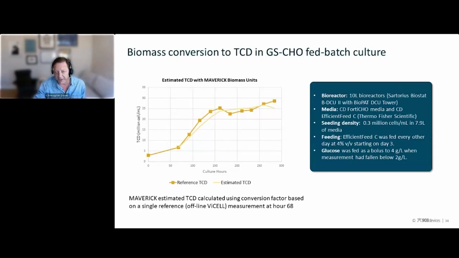Usually with a single value, you can get a nice conversion efficiently given the linearity. And so this is taking a reference TCD and converting Maverick's biomass units to estimated TCD. Get very, very nice tracking here with a show run.